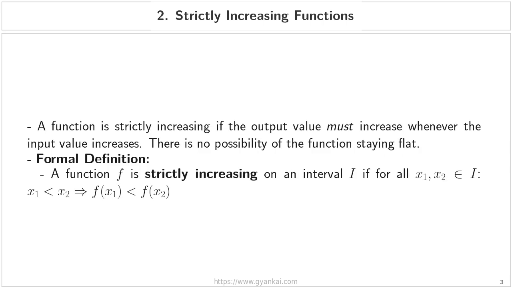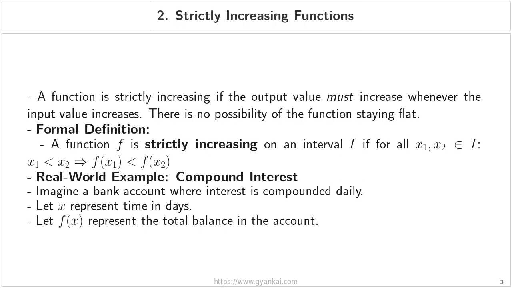Let's examine the formal definition. A function f is considered strictly increasing on an interval I if, for all x1 and x2 belonging to that interval, whenever x1 is less than x2, it necessarily implies that f of x1 is strictly less than f of x2. To help you visualize this, let's look at a real-world example involving compound interest.